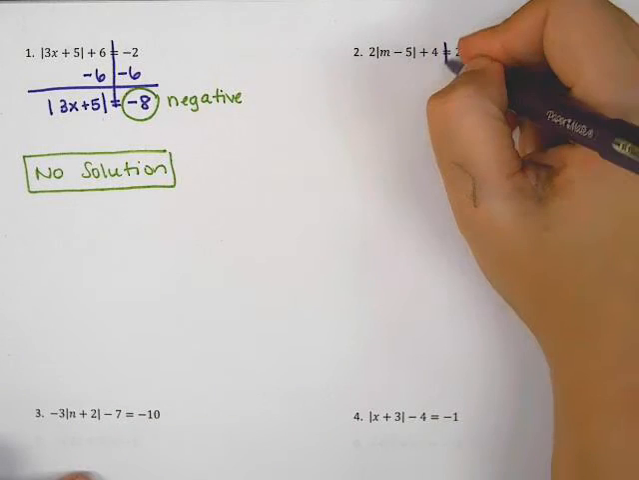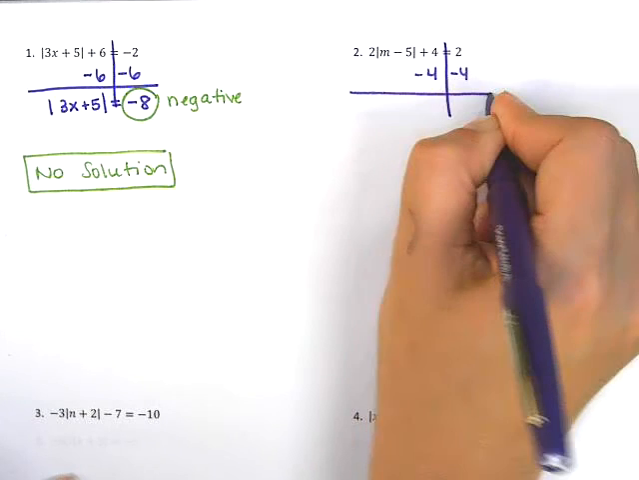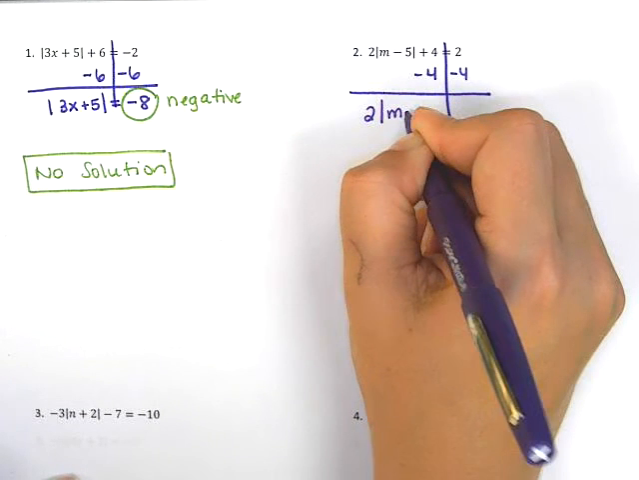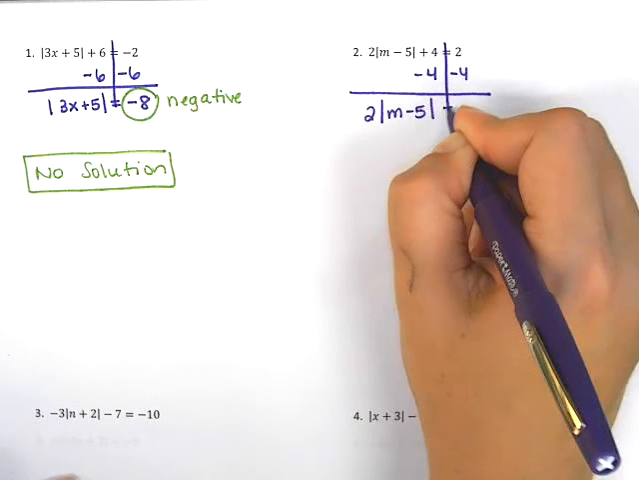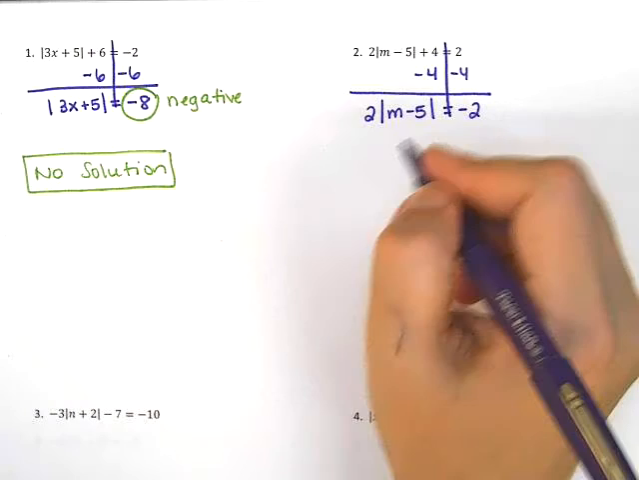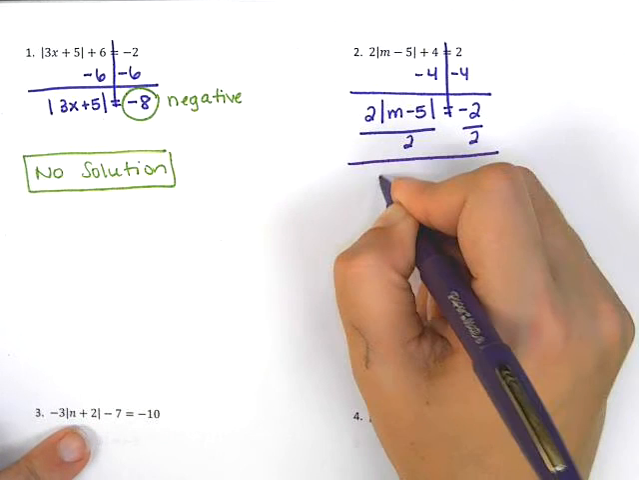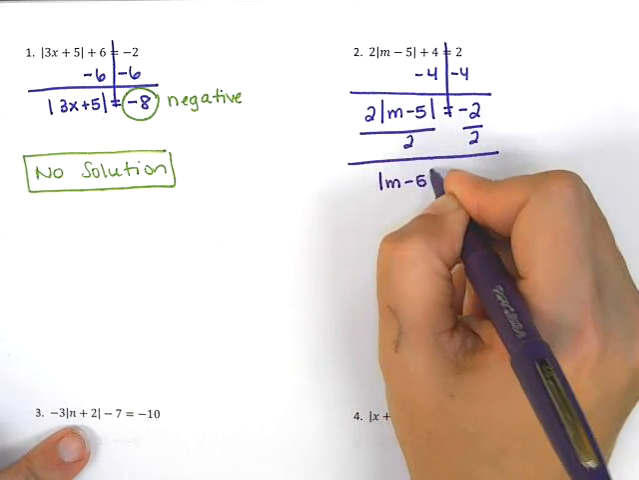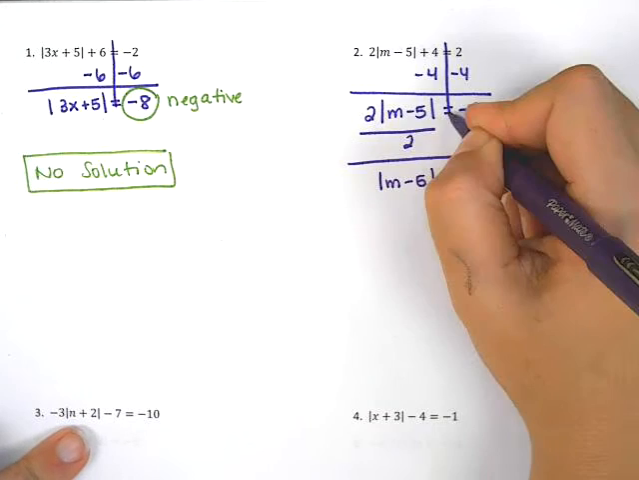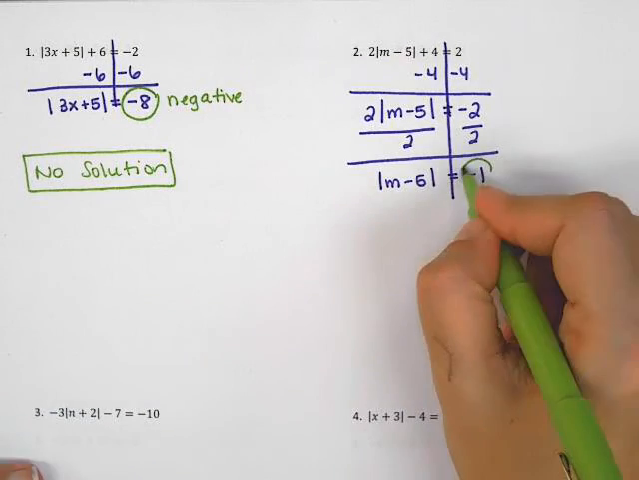I would draw my line. I'm going to subtract 4 on both sides. So I get 2 times the absolute value of m minus 5 equals negative 2. Then you divide by 2 on both sides, and you get the absolute value of m minus 5 equals negative 1. Once again, I go, uh-oh, this is a negative number.